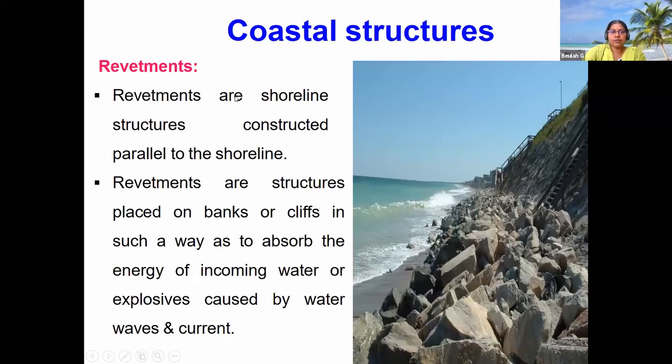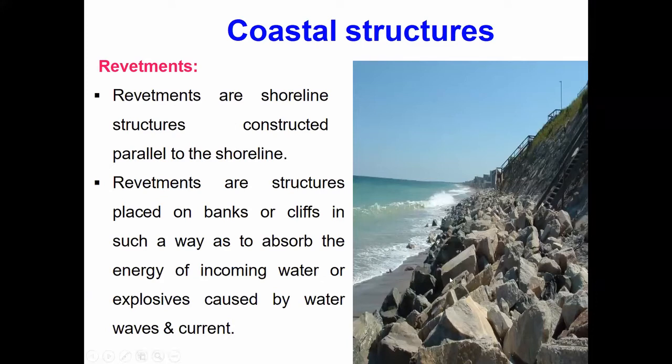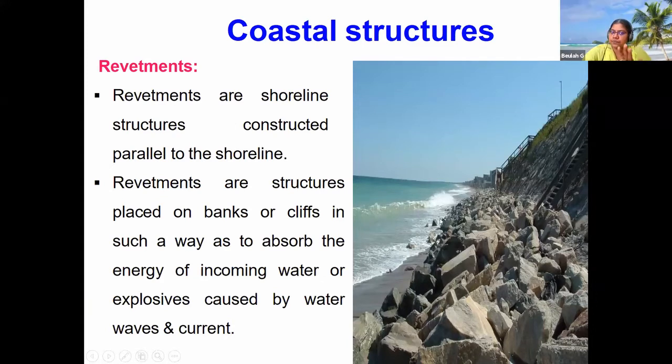So here we are talking about revetments as the first one. Revetments are shoreline structures constructed parallel to the shoreline. You can see this is the shoreline, and the revetment is constructed across, parallel to the regions of your shore. They are structures placed on the banks of cliffs in such a way as to absorb the energy of the incoming water, or the explosives caused by the water and the wave currents.